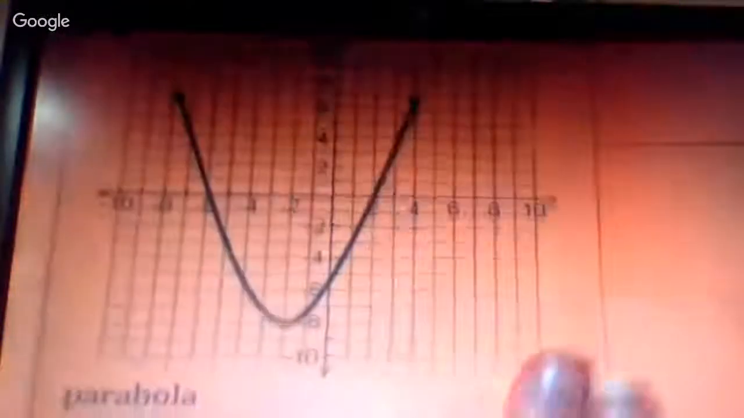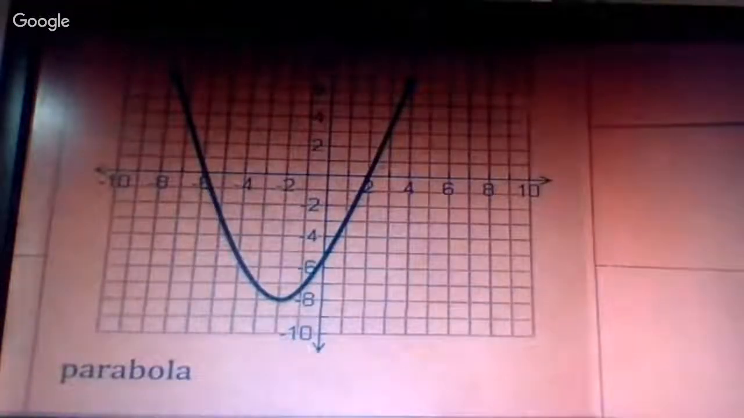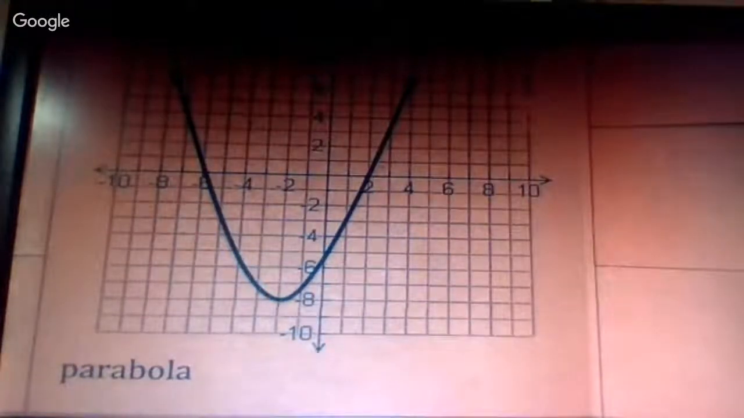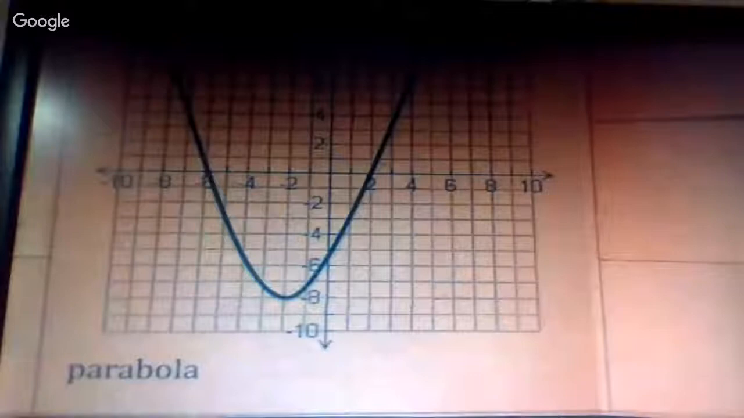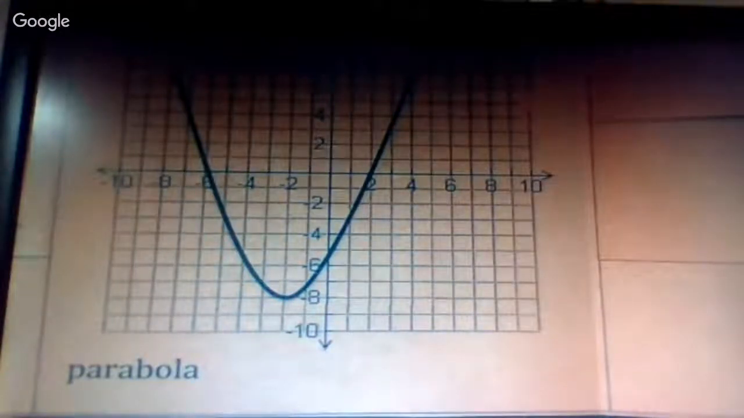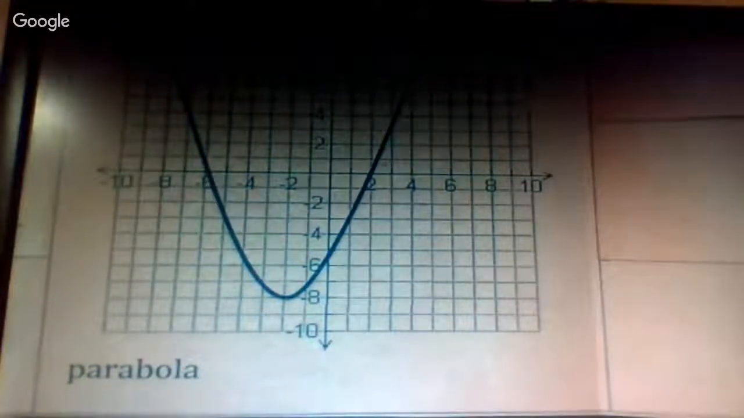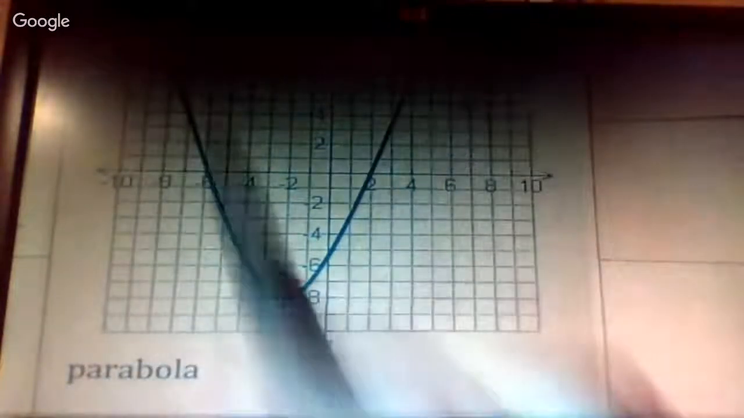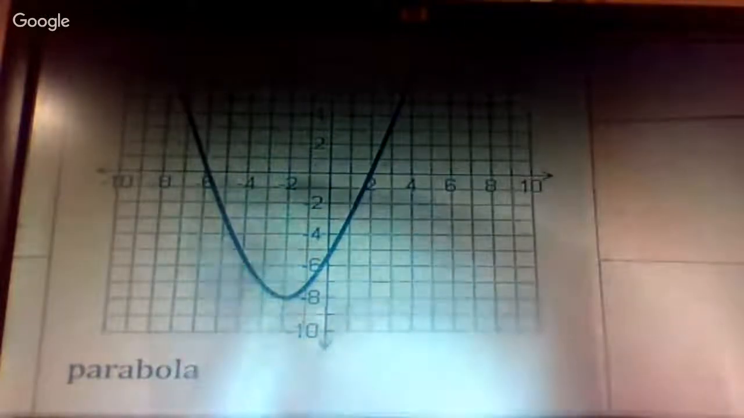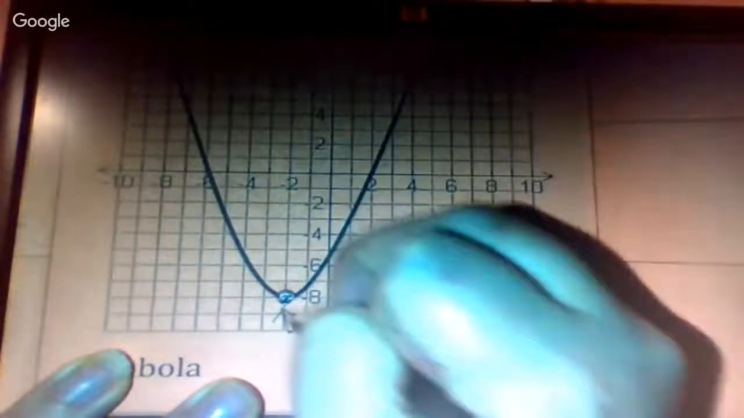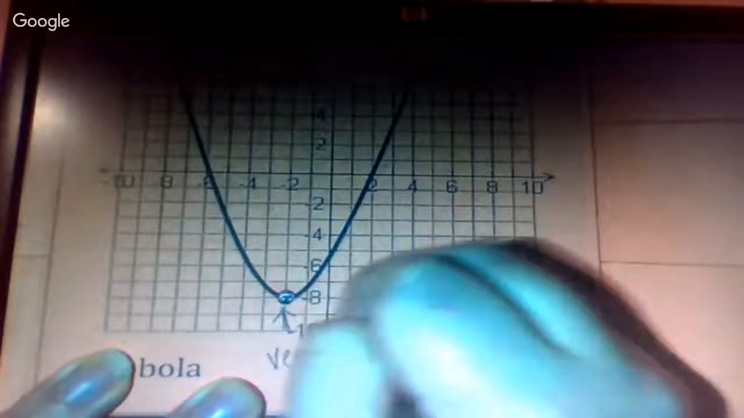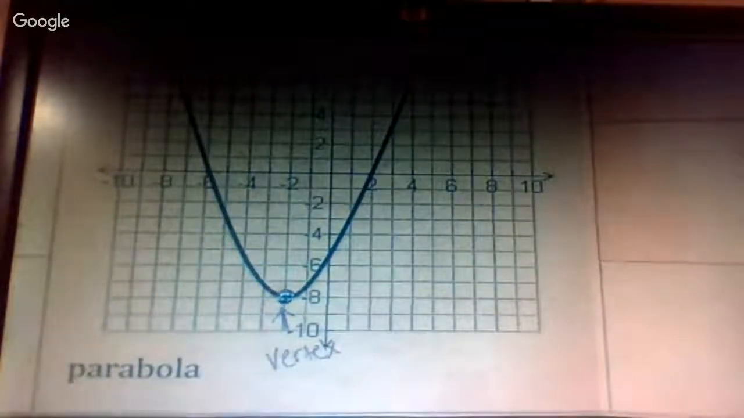So, if we open this up and we look at this picture, where would you label your vertex? Between the 8 and the 6. Are you talking about on the line, or on the period? The graph. Your graph, this U shape. -2, -8. This point right here is your vertex. That's your turning point.